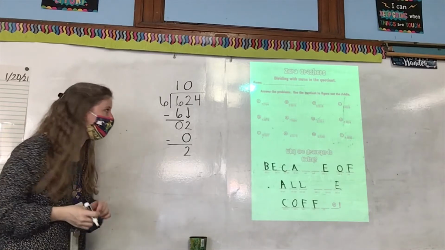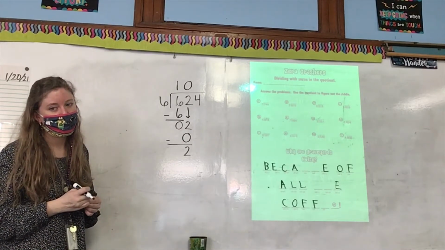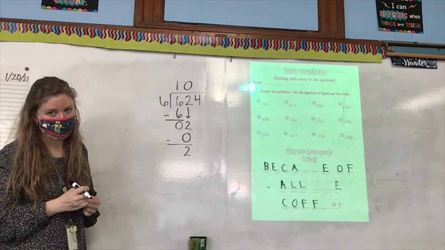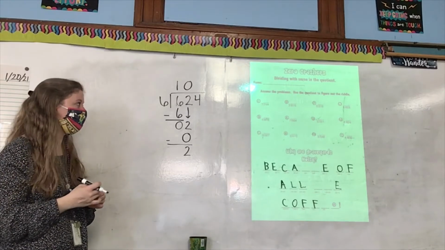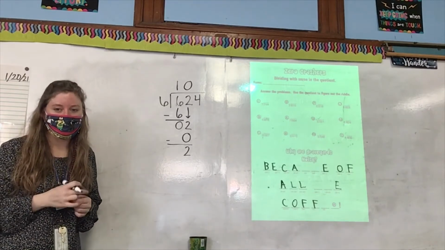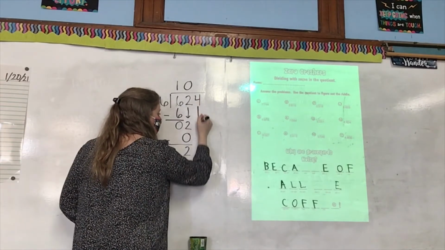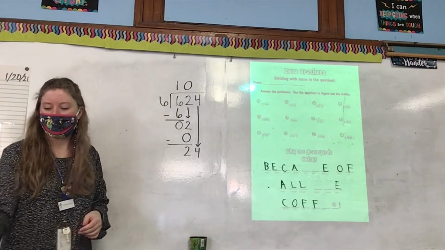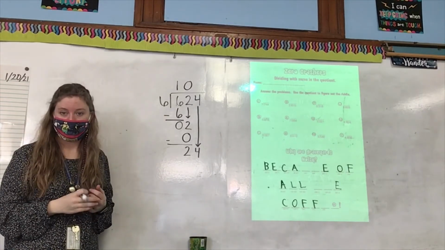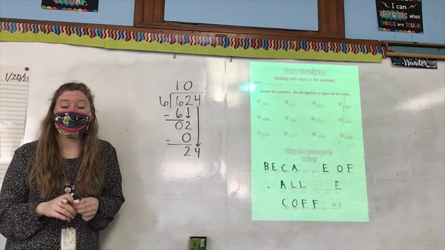Bring down. Where do we look for something to bring down? We look at a digit in our dividend. What digit are we going to bring down, Zari? The 4. The only one we have not used yet. We just created our new dividend, which is what, Zari? 24. Okay, we just created a new dividend.